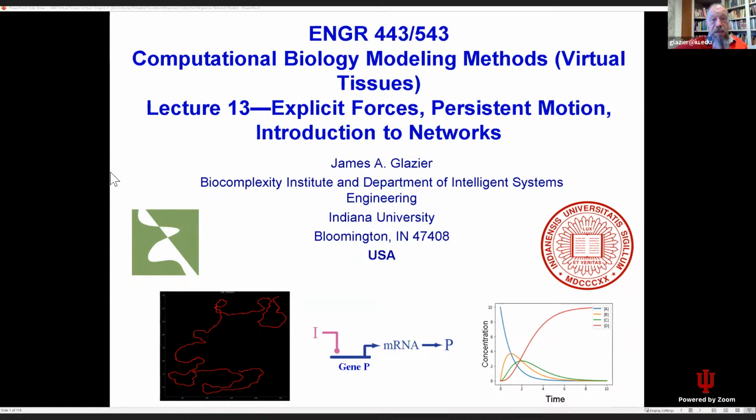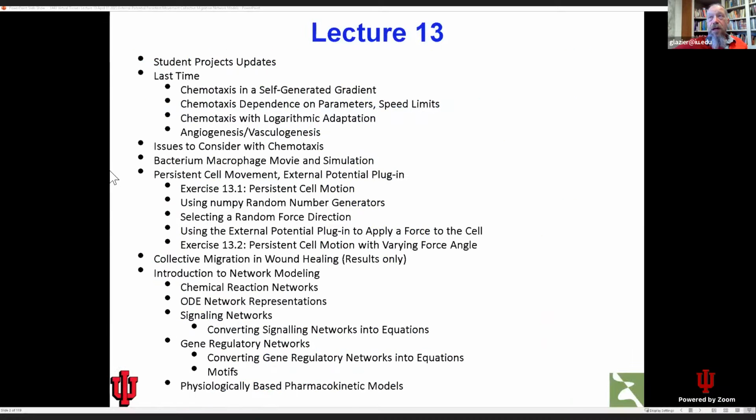There are extra slides in the deck, which will provide additional background material, which will fill in, I think, some additional gaps. Again, we will start out by talking a little bit more about chemotaxis, and then we will move on to doing exercises on persistent movement using the external potential plugin in Computational. And then we will begin to talk about network modeling. Network modeling is a big topic. We'll only get started on it today, and that will be the topic of the remaining lecture portion of this class going forward.